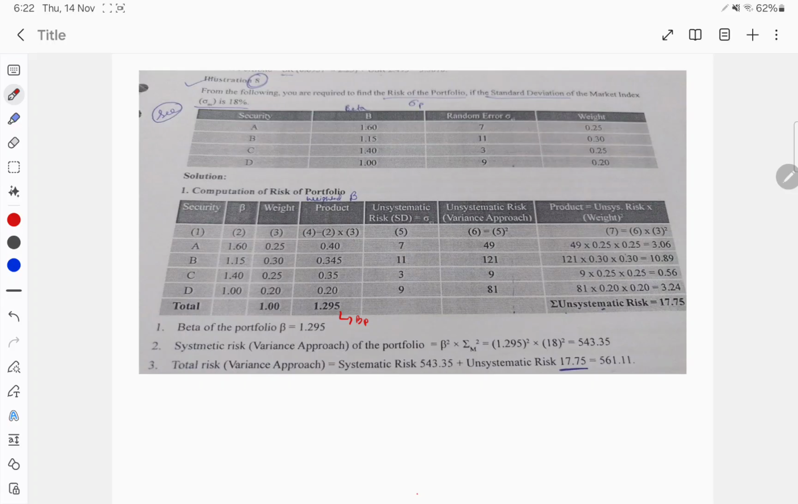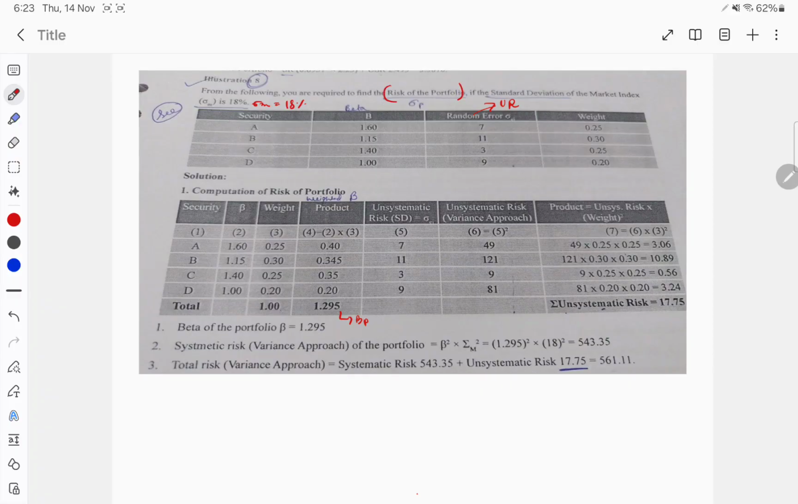Okay, so starting with the question: from the following, you are required to find the risk of the portfolio if the standard deviation of the market index is given. That is 18%. Basically, the standard deviation of the market is 18% in the question. There are four securities given over here, that is A, B, C and D. Betas of the securities are given. Random error, which is basically the unsystematic risk, is given in the question. The weights of each of the securities are given. So basically you have to calculate the risk of the portfolio.